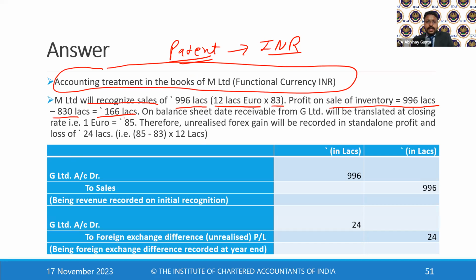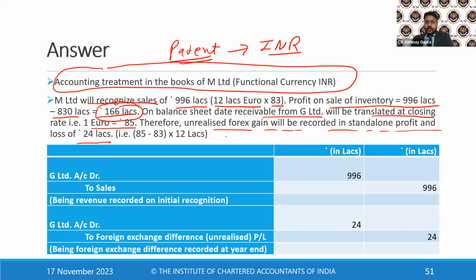Now, 166 lakhs is the profit made by the parent company on this sale transaction to the subsidiary company. On the balance sheet date, receivable from G Limited will be translated at the closing rate of euro 85. Therefore, unrealized foreign exchange gain will be recorded in the standalone profit and loss of rupees 24 lakhs.